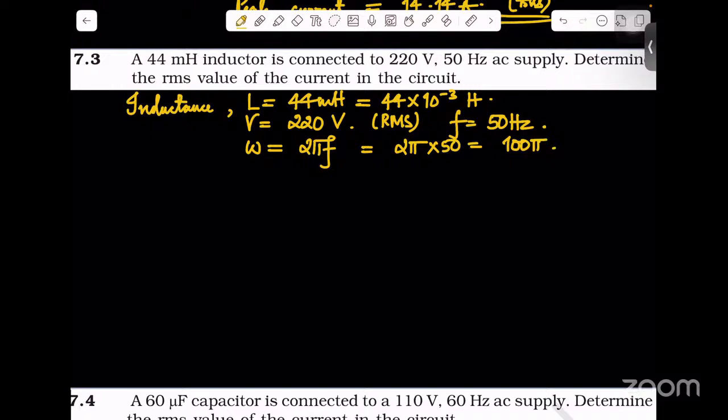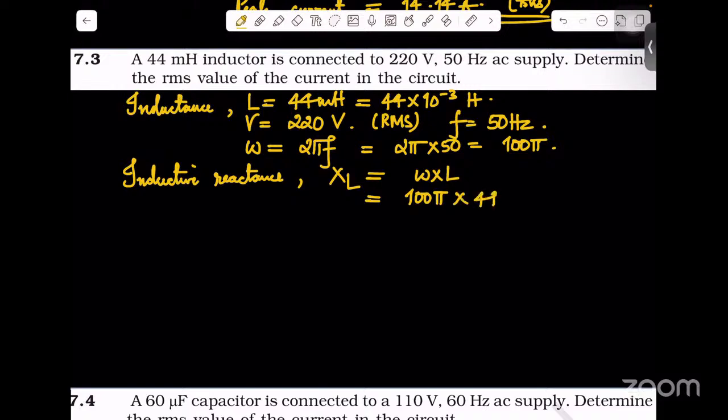Now, the inductive reactance of the circuit, that is X_L, can be calculated as omega times L, which is 100 pi times 44 into 10 raised to the power minus 3, which is 4.4 pi ohms.